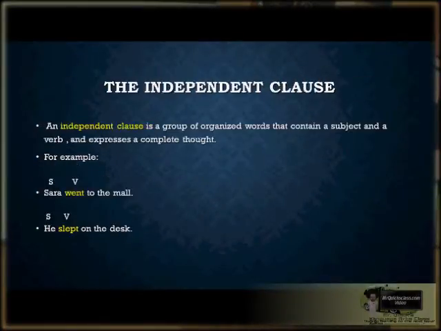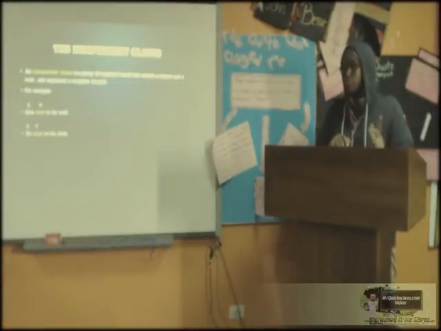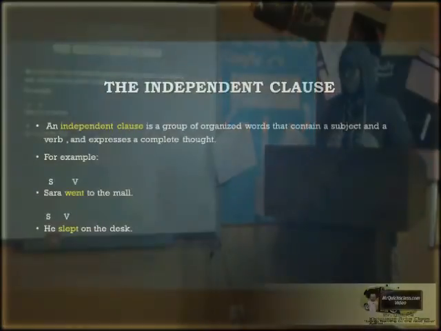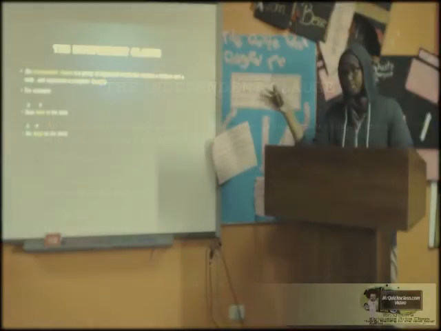The independent clause is a group of organized words that contain a subject and a verb and completes a full thought. For example, Sarah went to the mall. That is an independent clause because it can stand alone. He slept on the desk. That also can stand alone. In Sarah went to the mall, went is the verb, Sarah is the subject. And in he slept on the desk, he is the subject, and slept is the verb.